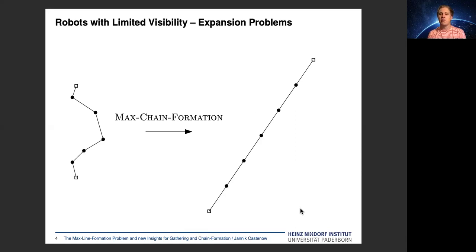The max chain formation problem is very related to chain formation, with the difference that the outer robots have the ability to move here. So these two aren't stationary anymore. Now the goal changes to maximizing the distance between the two outer robots. That is to arrange the robots on a straight line of length n-1, connecting the two endpoints of the chain.